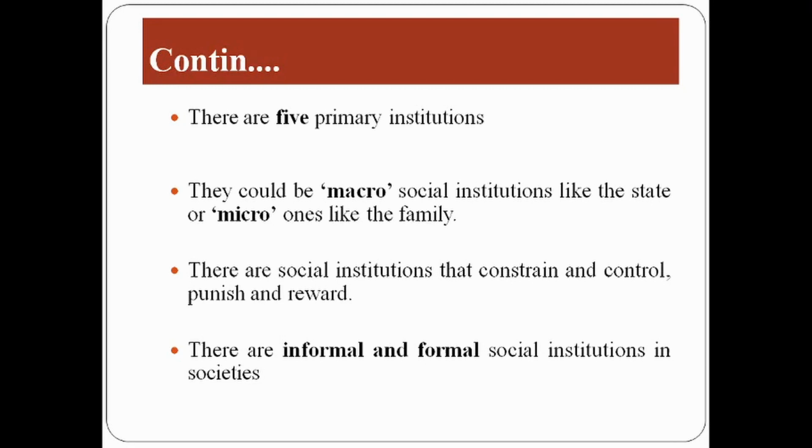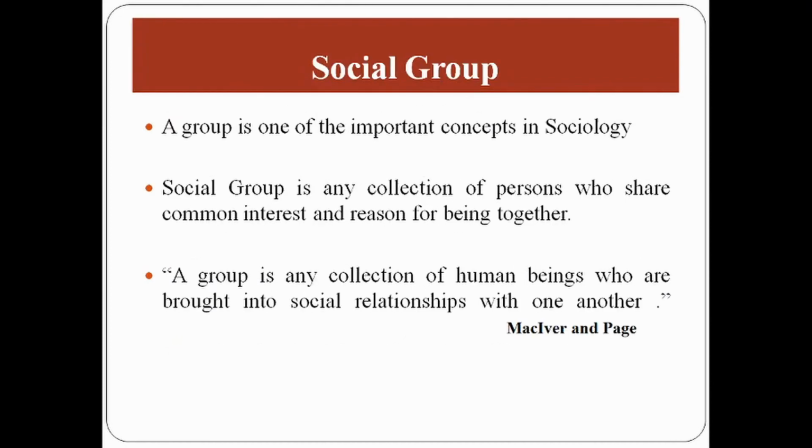There are formal and informal social institutions in societies. Institutions such as family and religion are examples of informal social institutions, while law and education are formal social institutions. So these are about the concept of social institution. Next we can discuss social group.